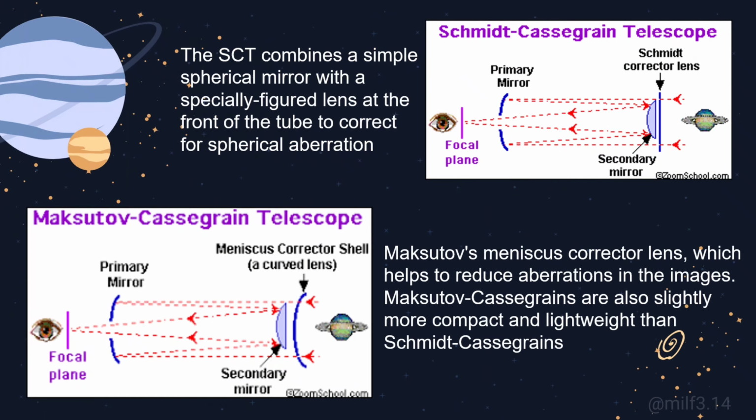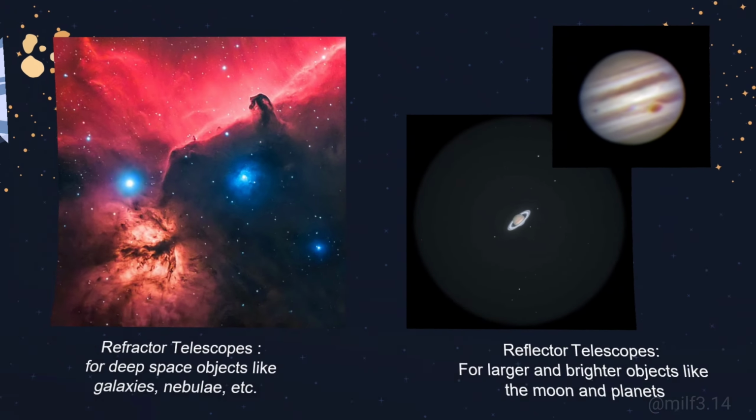There are many variations of Cassegrain telescopes, but two are discussed here. That is Schmidt-Cassegrain and Maksutov-Cassegrain telescope. These are corrected telescopes. That is, Schmidt-Cassegrain telescope uses a specially designed lens which is placed in front of the secondary mirror to eliminate the aberration, while Maksutov-Cassegrain has a curved lens placed in front of the secondary mirror to reduce the aberrations. Now we will see the usage of telescopes.